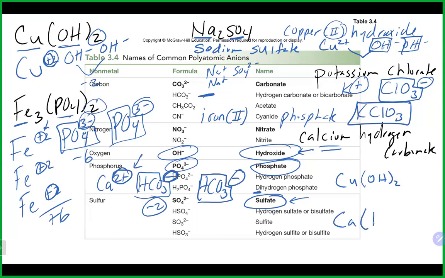Ca, we will need parentheses, HCO3, and the 2 on the bottom there. Again, telling us we have 2 of the hydrogen carbonates and 1 of the calcium at +2. And again, the goal here is they're all still ions, so we got to get it to 0.